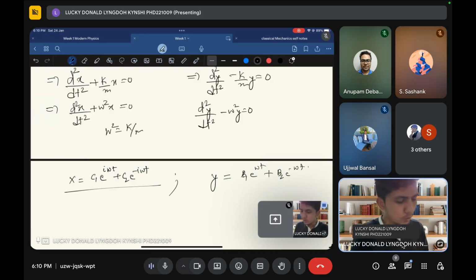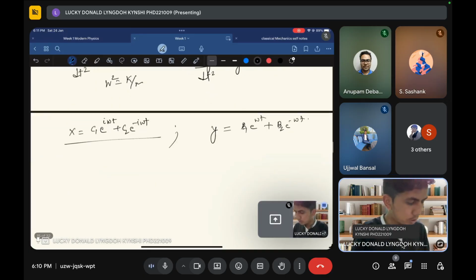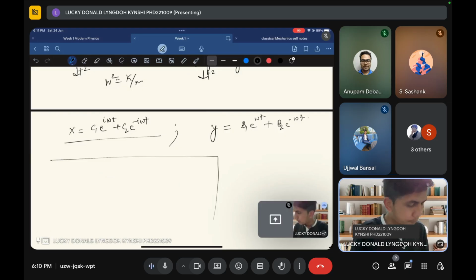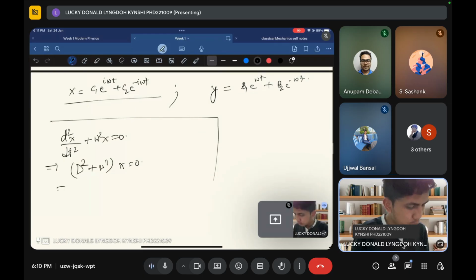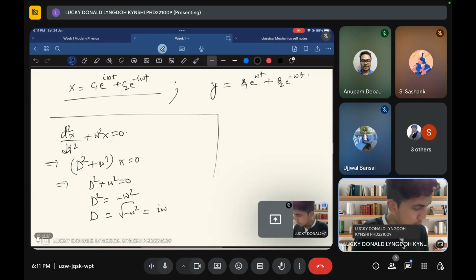So how do we solve this problem? Let me just write it here. d square x by dt square plus omega square x equal to 0. So we can write d square plus omega square, acting on x, equal to 0, and you solve d square plus omega square equal to 0. So d square is equal to minus omega square. D will be equal to the root of minus omega square, which is plus or minus i omega.